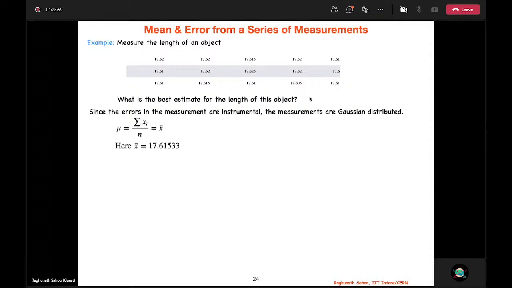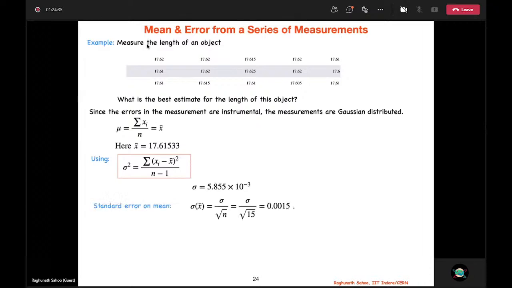Since the errors in the measurements are instrumental, the measurements are Gaussian distributed, and I can find the sample average like this. My calculator will give me this when I add the numbers. Then, using the formula for sigma square, and keep in mind since it is a finite sample and we agreed last time, my general formula should have n minus 1 in the denominator, not n. So I calculate the arithmetic spread or standard deviation, and I get this number.